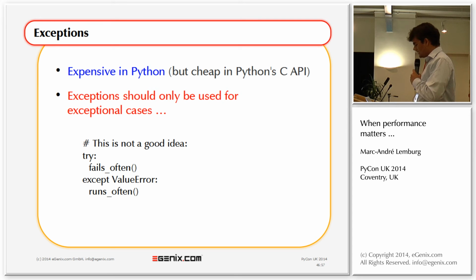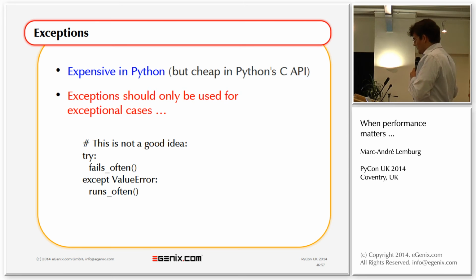Right. The next one is exceptions. Now, exceptions are or should be used in Python only for exceptional cases. So only when you actually write code that only fails in a certain small percentage of cases. You should never try to write code that fails often and then runs the exception case very often. And this is why.